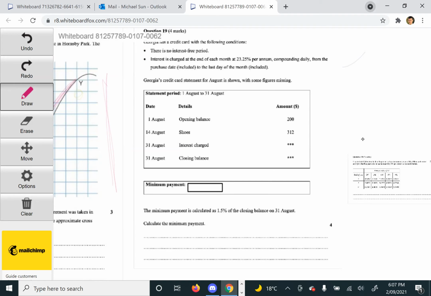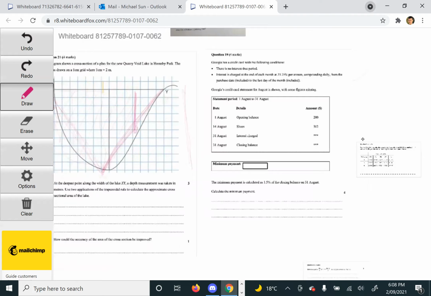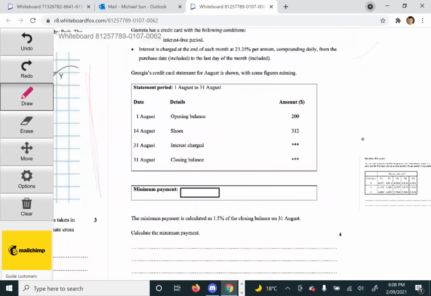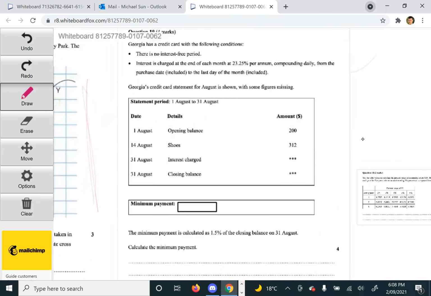So is the purchase date then the 14th of August? Purchase date. Let's see. Now, why are we interested in the purchase date? It says that they charge interest from the purchase date to the last day of the month. Interest is charged at the end of each month, compounded daily. So wouldn't that mean the 23.25% per annum?